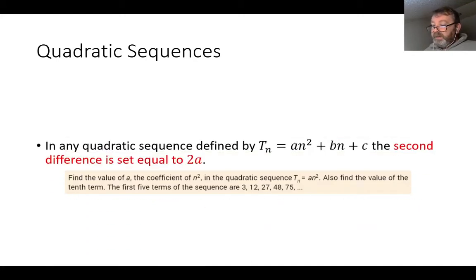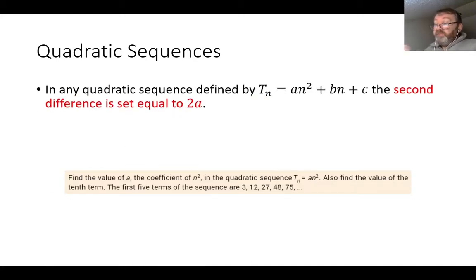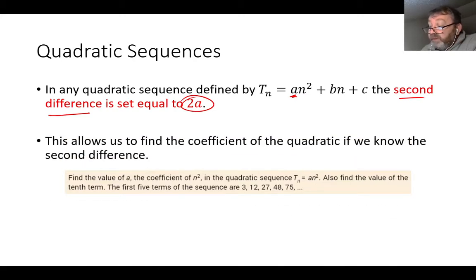In any quadratic sequence defined by an squared plus bn plus c, the second difference is equal to 2a. So when you work out the value of your second difference, it is always twice the leading coefficient. This allows us to find the coefficient of the quadratic if we know the second difference. Let's take a look at this question. Find the value of a, the leading coefficient, the coefficient of n squared, in the quadratic sequence t of n equals an squared. Also find the value of the 10th term, t of 10.